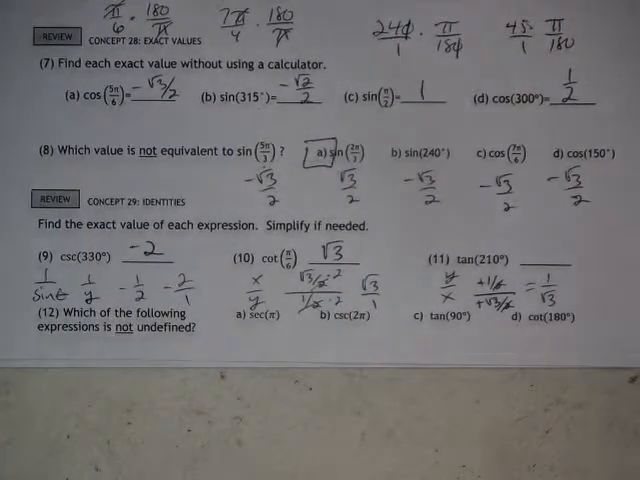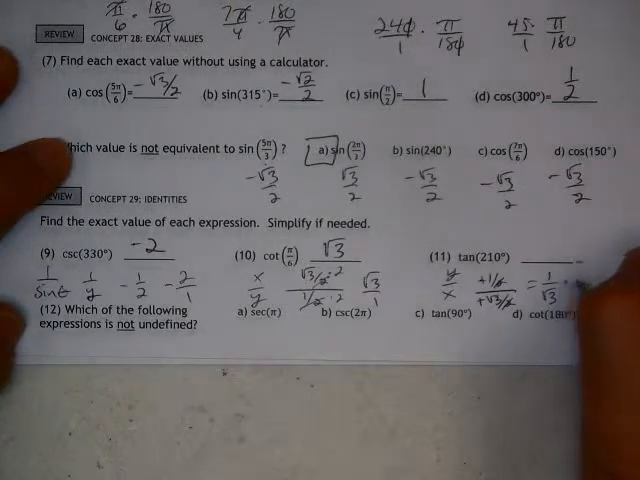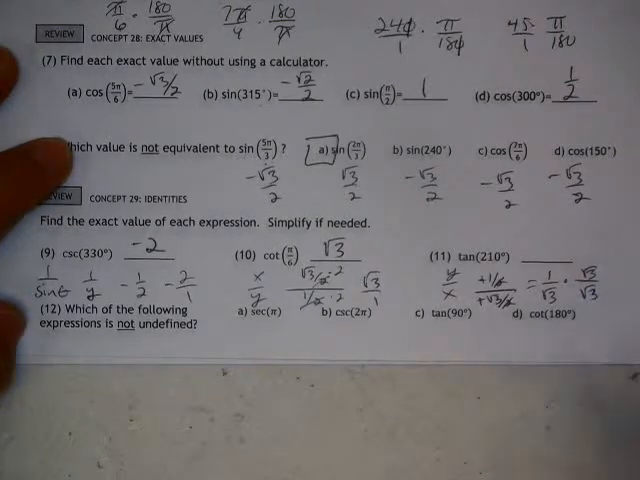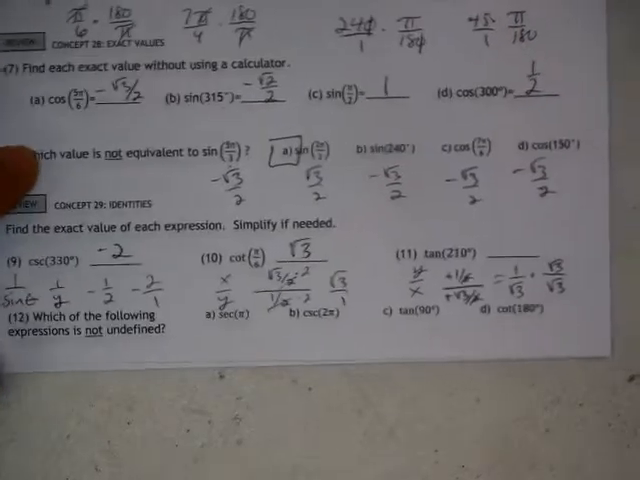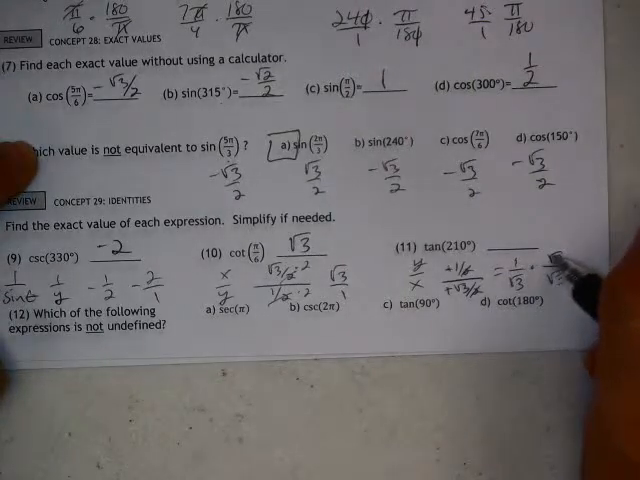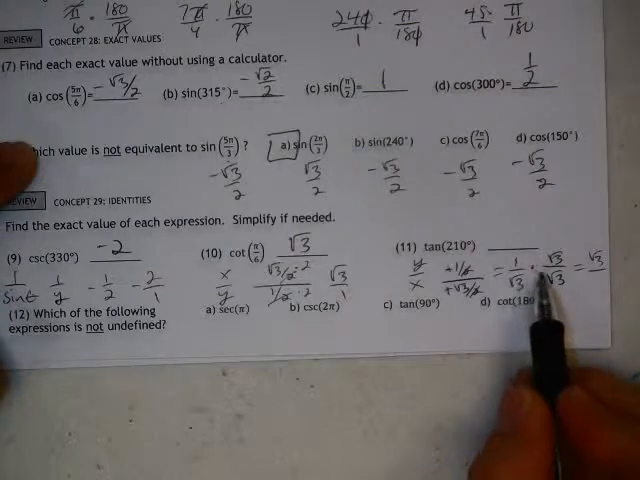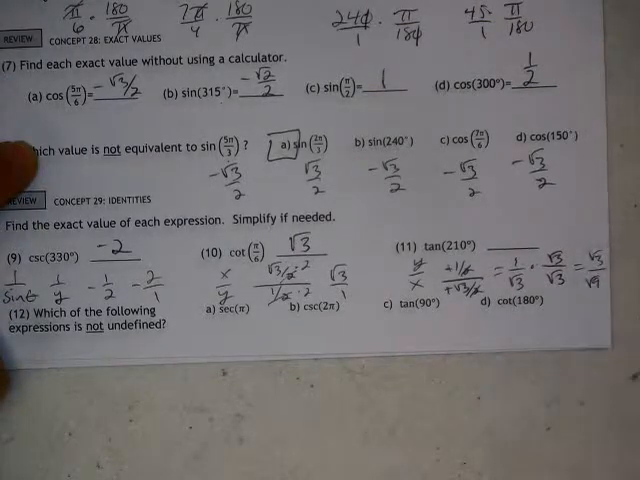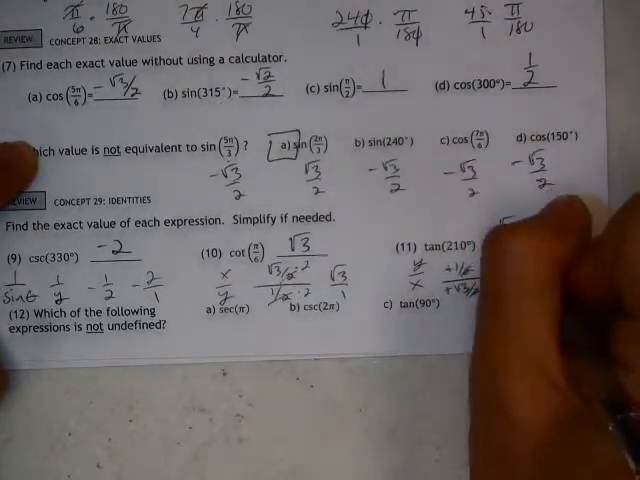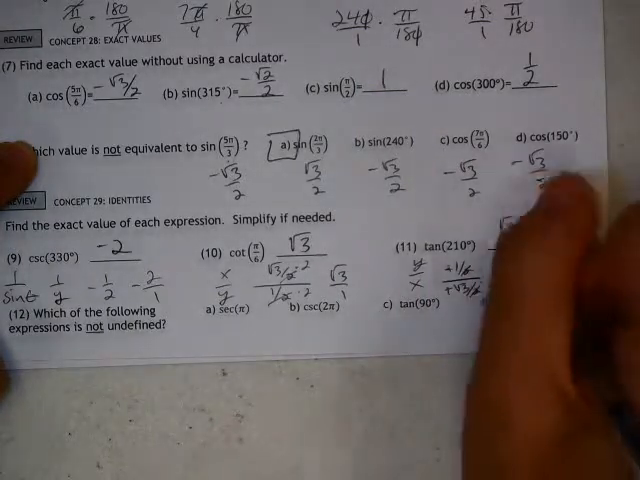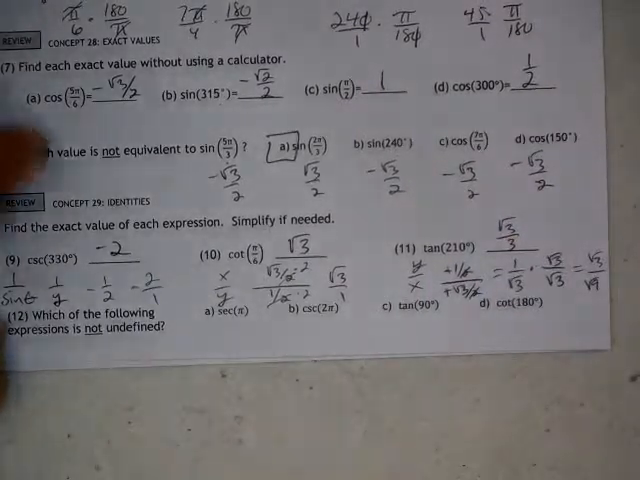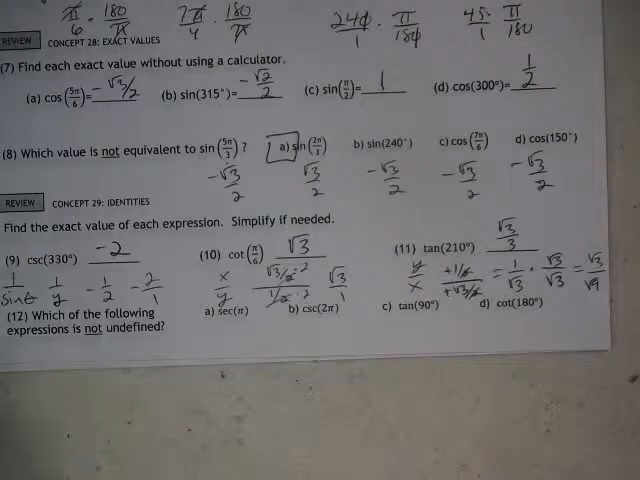Now, unfortunately, I can't leave that square root 3 in the denominator. I have to rationalize it. To do that, I multiply both top and bottom by the same square root that's in the denominator, square root 3 over square root 3. When I multiply those straight across, 1 times square root 3 is square root 3. Square root 3 times square root 3 is square root 9, which is 3. So there is my final answer for number 11, square root 3 over 3.